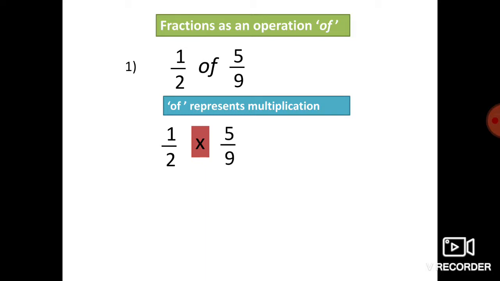1 by 2 into 5 by 9 is 1 into 5 by 2 into 9. Any common number here? No common number. So we directly find the answer, 5 by 18. Okay. So next one.